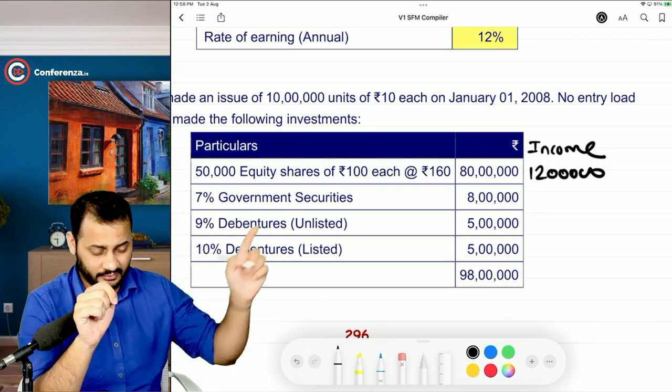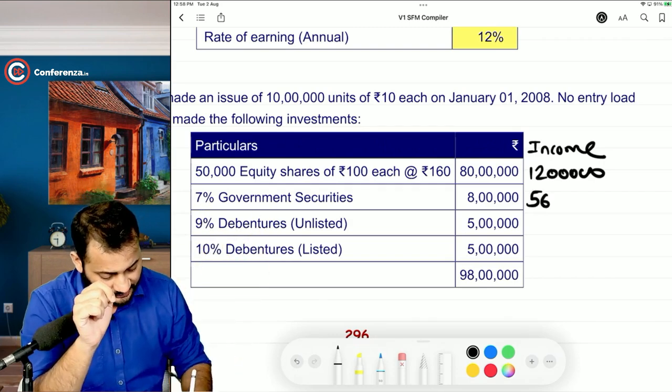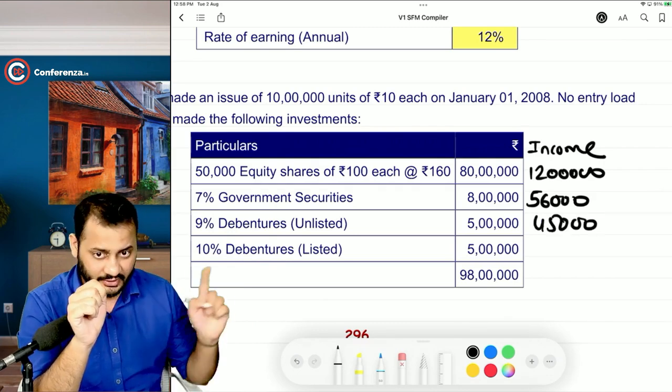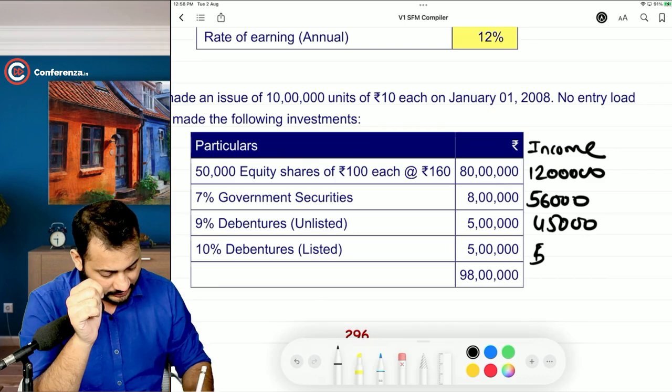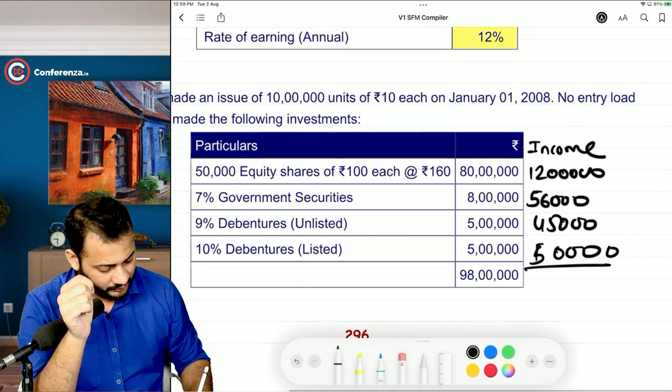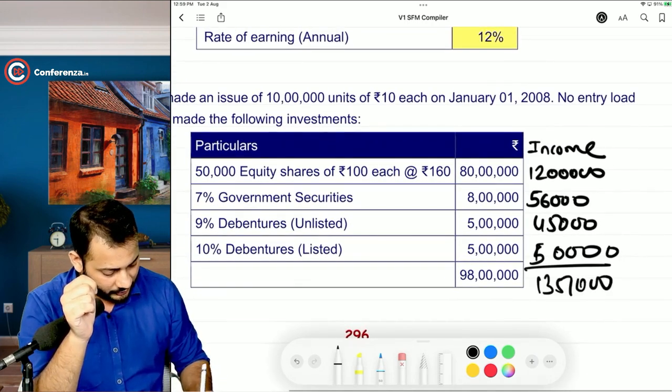So 7% on 8 lakh, 56,000. 9% on 5 lakh, 45,000. 10% on 5 lakh is 50,000. So if you talk about the total income that we have received, 12 lakh plus 56,000 plus 45,000 plus 50,000, that comes to around 13 lakh 51,000.